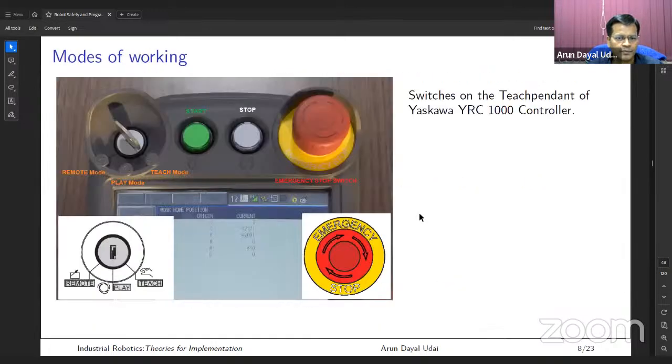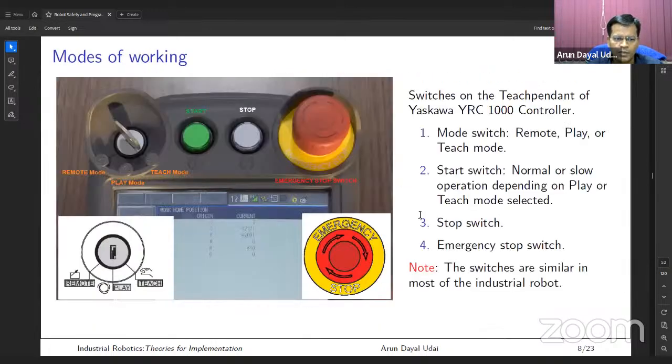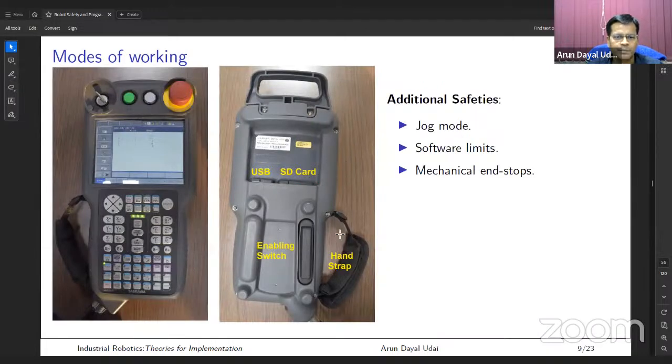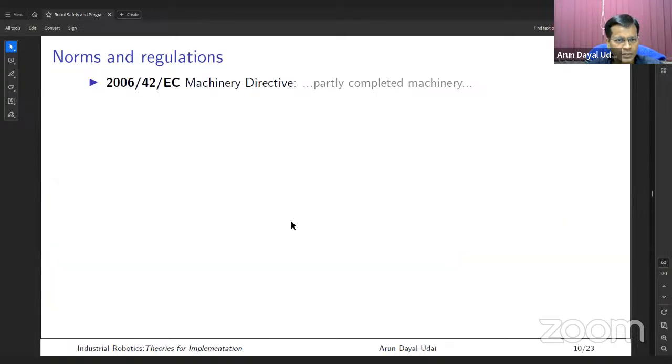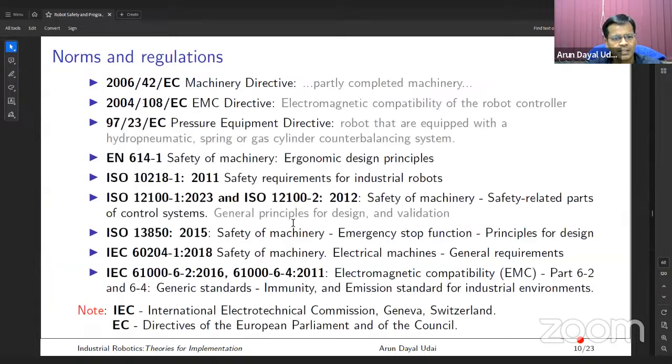Okay. For industrial robots, what are the working modes, how does the teach pendant look, what additional parameters and additional controls do they give you? Those things we'll be covering. So yes, these are a few standards that I'll talk about.